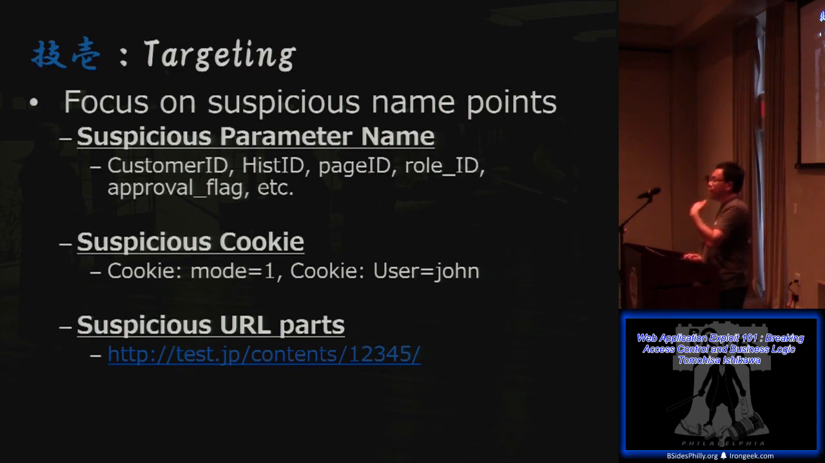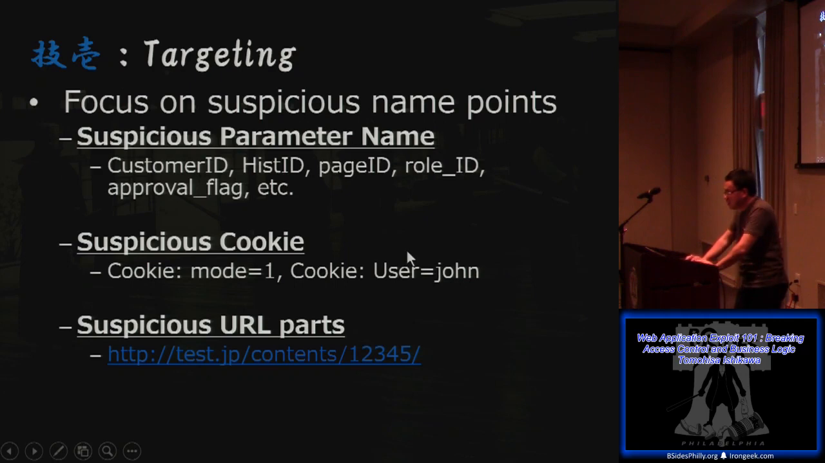We try to find out these parameters and try to focus on and manipulate them. This is one of the focuses. The other point usually we can see is a cookie. Sometimes some application issues a cookie such as model equal 1. If you change the model equal 1 to 2, maybe the behavior will change, for example.